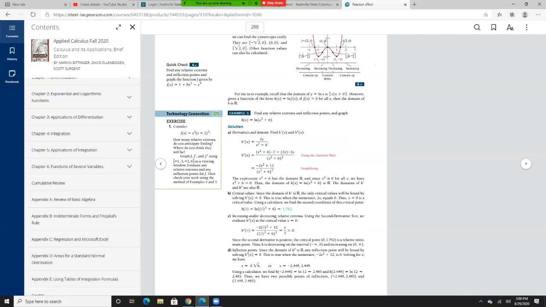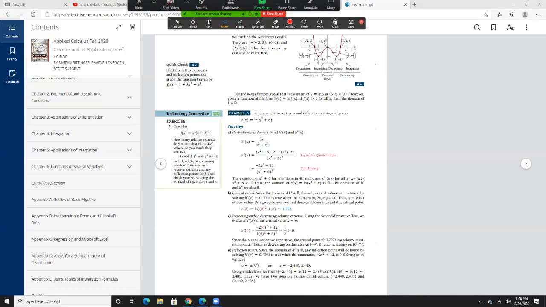Let's take a look at example 5 very quickly. We have a function. It happens to be a natural log of x squared plus 6. At first, we hesitate and go, oh my gosh, it's been a while since we've done these. So go back and review the formulas for derivatives of natural logs. And this is the first derivative. And this is the second derivative.